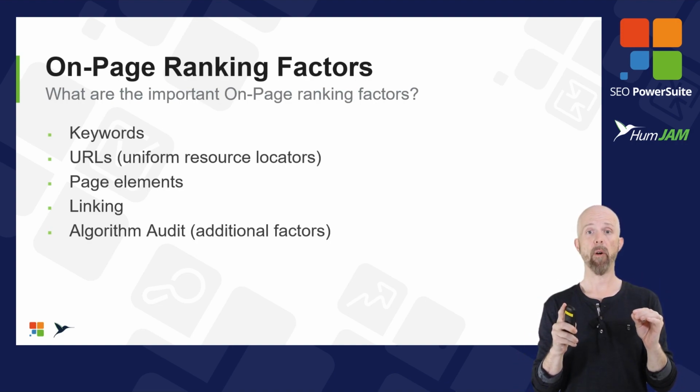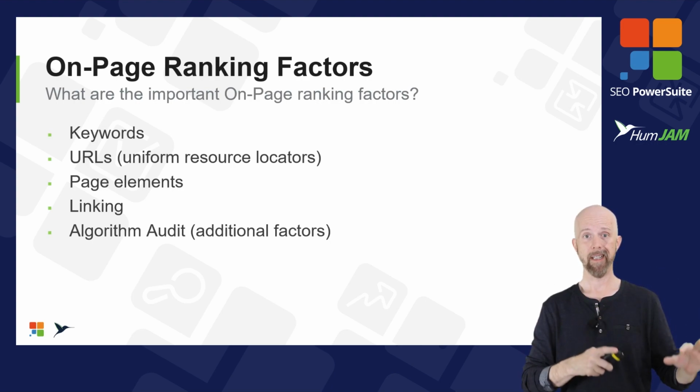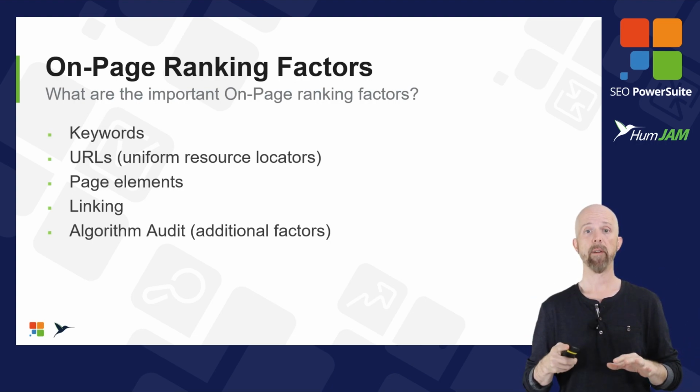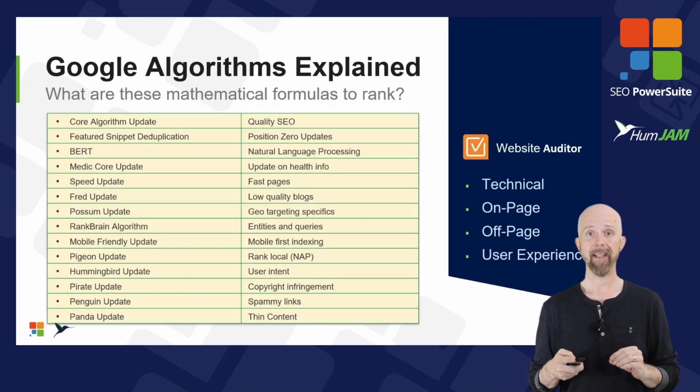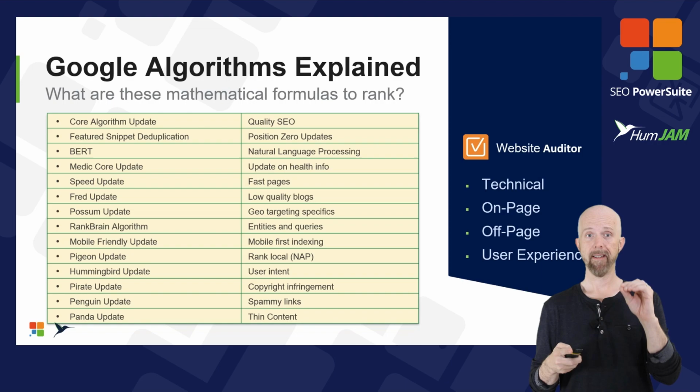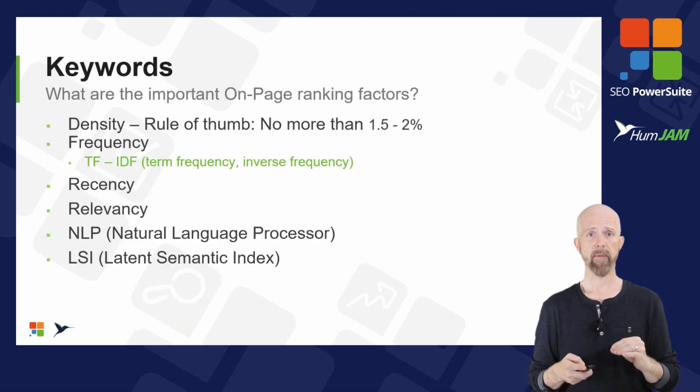How we create that URL, okay? How we create the page elements, how we create the linking, and that algorithm audit that we've looked at a little bit, we're going to determine in here. Now, remember this? The Google algorithms explained. These are all these different issues. We're going to dive a little bit deeper into the on-page factors.